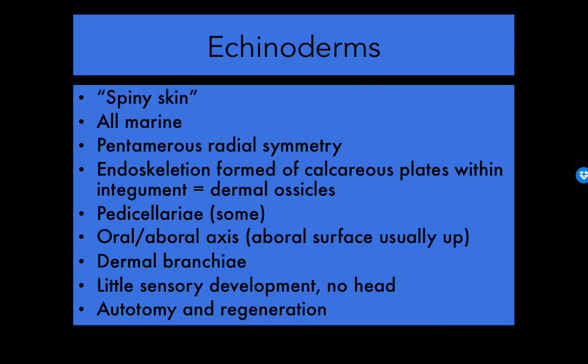But one thing about them is that they're relatively morphologically simple in terms of the number of types of cells that produce them, which means it's easy for them to lose parts, cut parts off, autotomy, and to grow those parts back, regeneration.